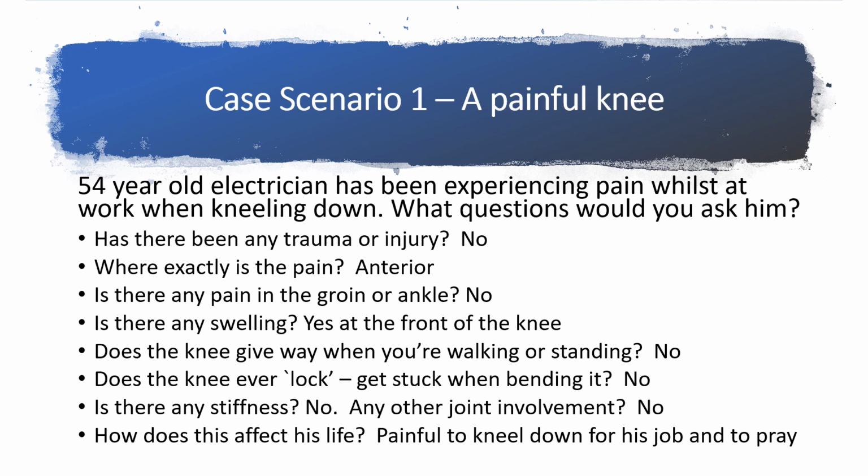So once you take a history, you find out there's been no trauma or injury. It's particularly on the front of the knee, anterior. There's no pain in the groin, or the hip joint, or the ankle. It's always good to ask about joint problems above and below the current joint you're looking at. Is there any swelling? Yes, there is some swelling at the front of the knee.